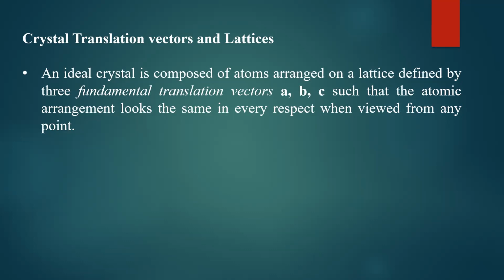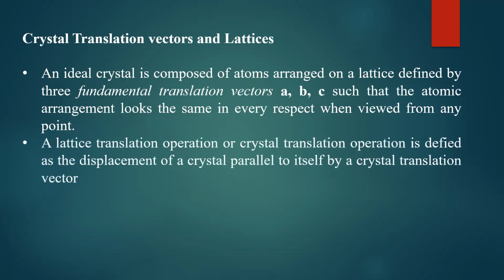Similarly, you can move along the y direction. You can move along the z direction. It will not change the structure of the system. And these vectors are the directions along which you can move the system entirely, and that will not change the structure of the system. So it means that the atomic arrangement looks the same in every respect when viewed from any point. If you observe from any point, it will look the same. So there will be certain symmetry. There will be a systematic arrangement, and that is how you can understand the basic translational vectors A, B, C.